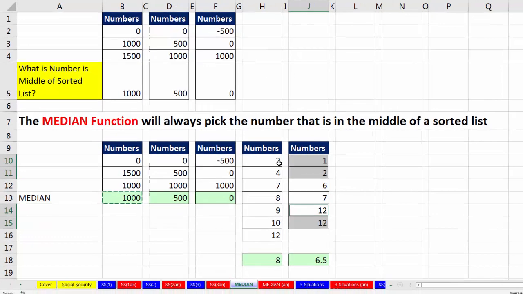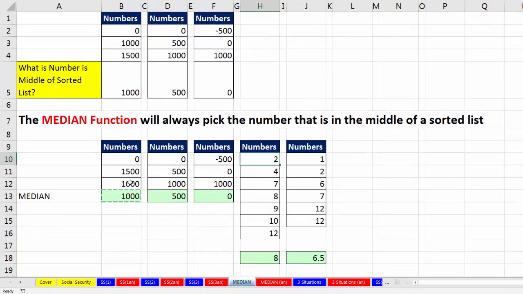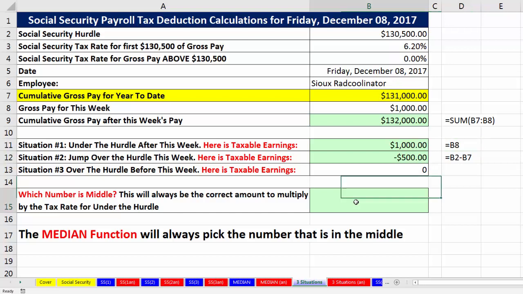Now, again, for us, we're just going to use the median for this awesome payroll calculation where we have these 3 different numbers. The median function and calculation is done in statistics and is very common in real estate. Picking the one in the middle. All right, let's go over to 3 situations. And here's the moment of truth. Which is in the middle?